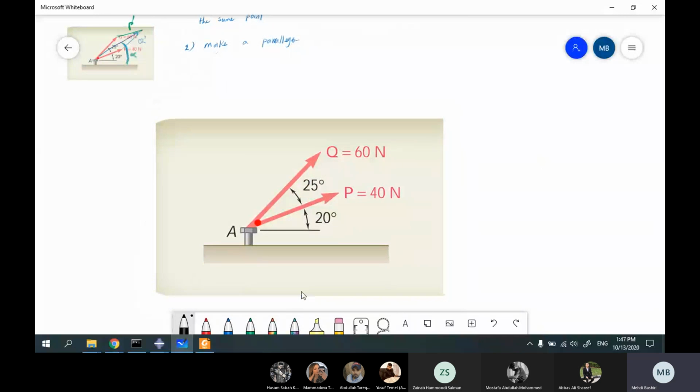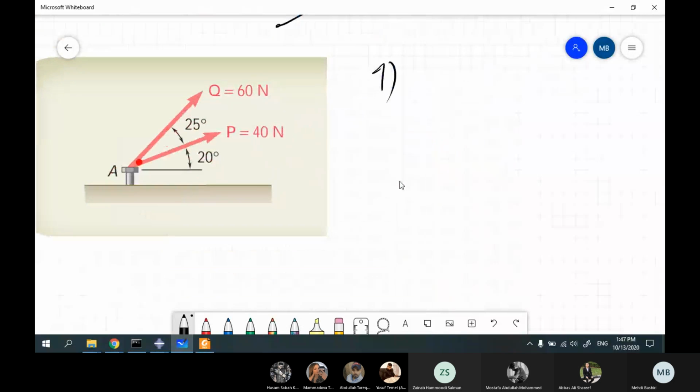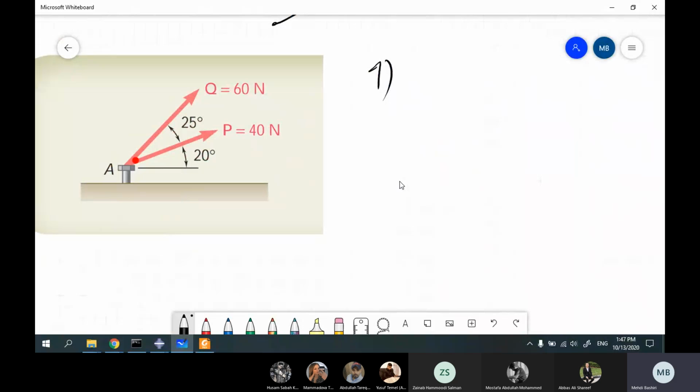What is the first requirement of the triangle method? If you remember, I told you that the forces should be in series. Okay, but in this case, they're not. So the first thing that I need to do is to rearrange this system. How? Like this. As I said, right now the system is like this.